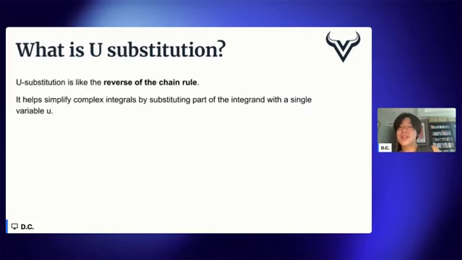So what is U-sub? It is just like a reverse chain rule. In the chain rule, we have something like g of x as u, and after we take the derivative of u, we also take the derivative of g of x, and here it's just the opposite. We divide by the derivative of g of x, and it makes integrals so much simpler. This might sound a bit confusing, but when you go into the problems, you'll know what I'm talking about.